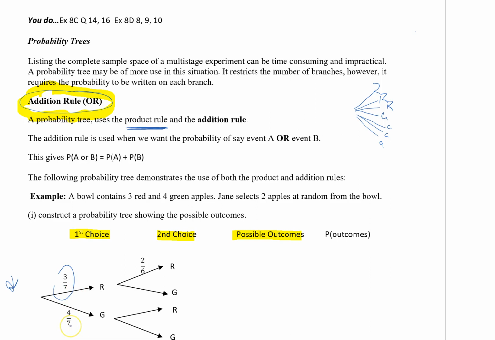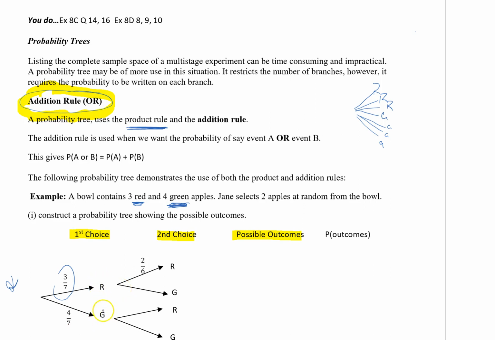However, like I said, these branches are not equal. The probability of each branch is not the same. You can see that there are fewer red apples. So the probability of getting a red is only 3 in 7. Whereas with 4 green, more green, there's a bigger probability of getting a green. So we put our 4 on 7 in there.